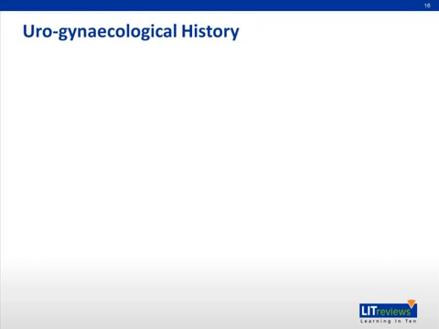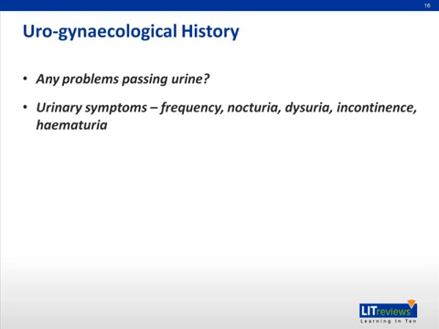Let's talk in brief about urogynecological history. An easy way to begin is, any problems passing urine? The common urinary symptoms are urinary frequency, getting up frequently at night to pass urine, pain passing urine, any urinary incontinence, and also blood in the urine, etc.